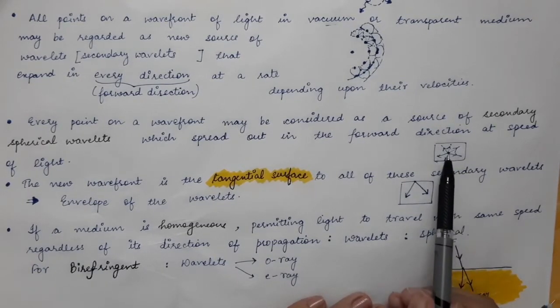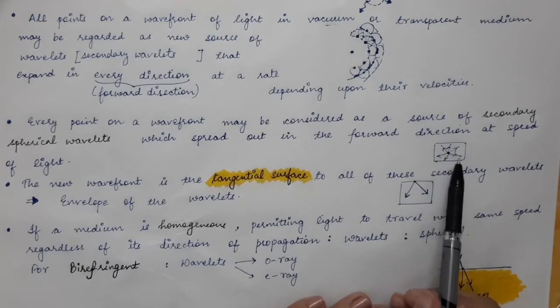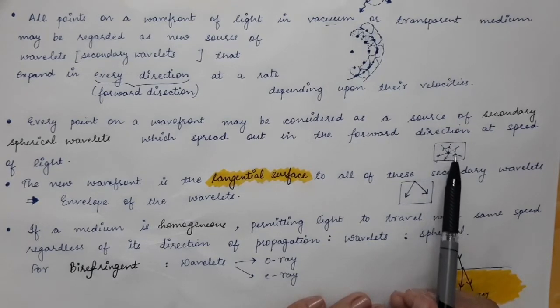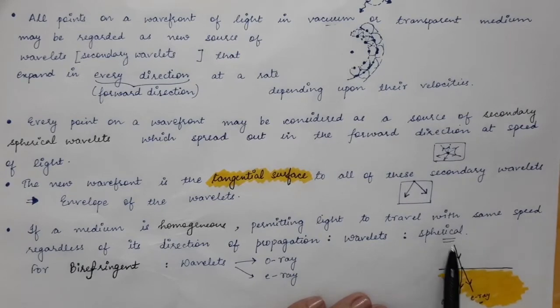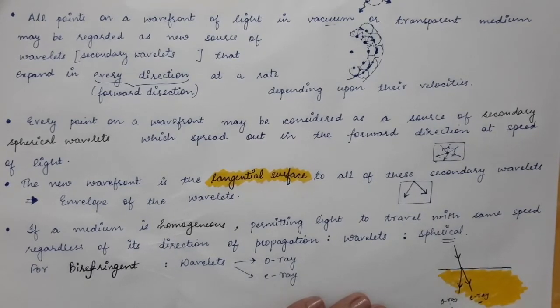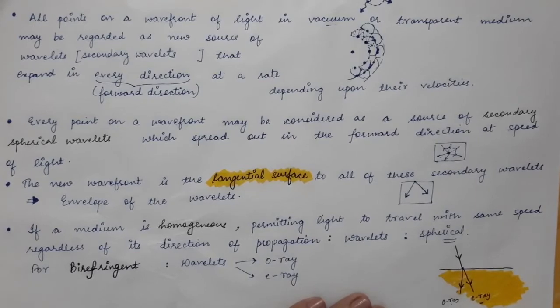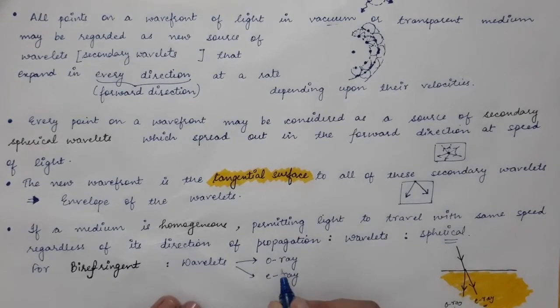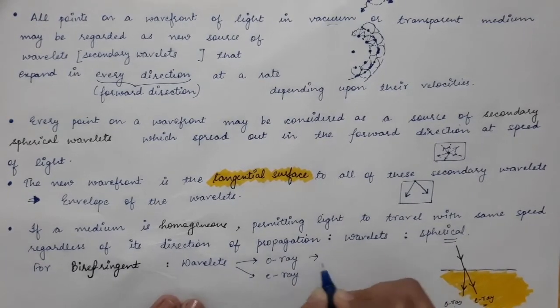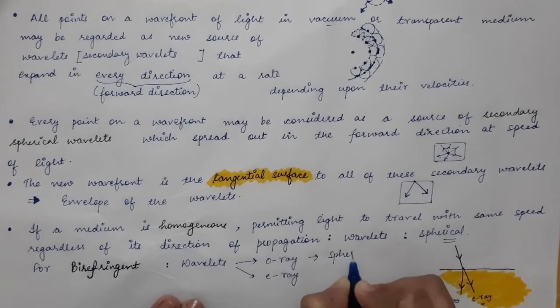If the light is traveling with the same speed in all directions, then the wavelets in that case are spherical. The O ray is the ordinary ray, so its velocity also remains the same in all directions. So the wavelets for the case of the O ray are also spherical. For the O ray, the wavelets are spherical in shape.